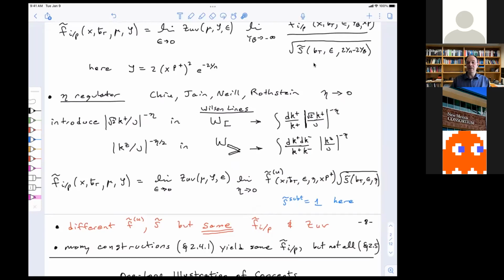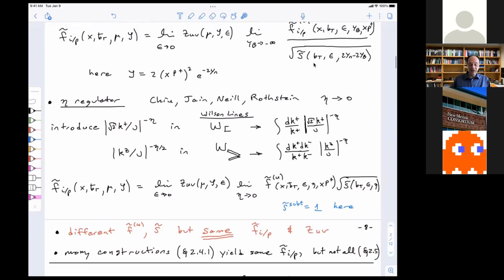And there's actually a whole bunch of constructions that are like that, that lead to the same TMD PDF, even though they might do the rapidity regulating business a little differently. So that's discussed in more detail in the handbook in section 2.4.1. And I should also mention that not every definition of a TMD PDF falls into this category of giving the same F. So it is possible to construct some that don't. And we have a section in the handbook about that if you're interested as well. It's section 2.5.